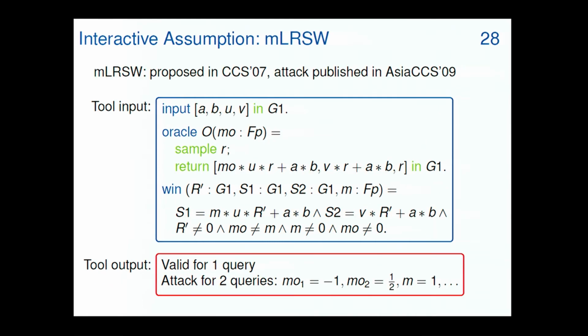So if we take, for example, the modified mLRSW assumption that was proposed in CCS 2007, and then later on an attack was published, the tool can prove that it's secure for one query, but as soon as you allow for the second query, it finds an attack and gives you the right oracle queries and the right values for the winning condition.